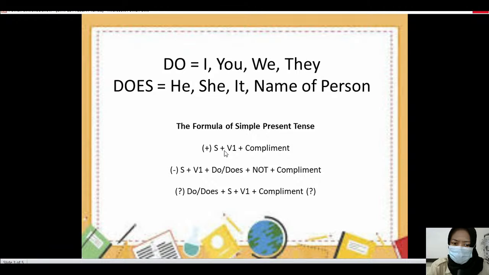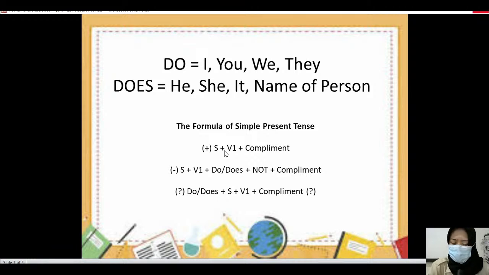Before I go to positive, negative, interrogative, in simple present tense the auxiliary is do or does. If the subject is I, you, we, they, you need to use do. Meanwhile, for he, she, it, or the name of a person, you use does.